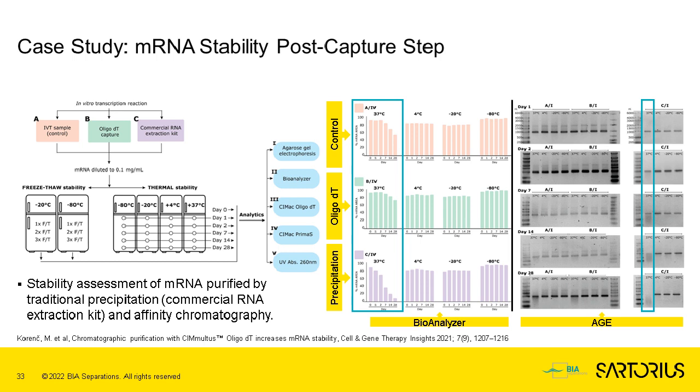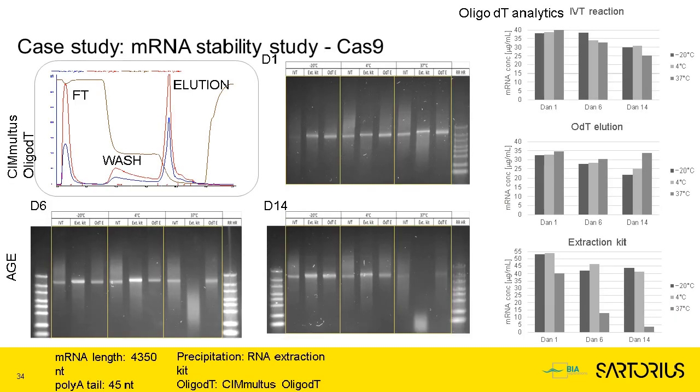Compared to traditional precipitation techniques, we find that oligo-DT tends to preserve long-term stability even at elevated temperatures, such as 37 degrees, when mRNAs purified by other means tend to degrade. We've shown this not only on a standard EGFP mRNA, we've also shown it on a much larger molecule called Cas9, which is a 4,000 nucleotide molecule, which behaved much the same. If purified by oligo-DT, it was stable, in this case, up to 14 days at 37 degrees, whereas precipitated material degraded.